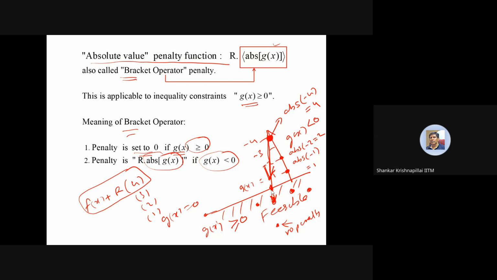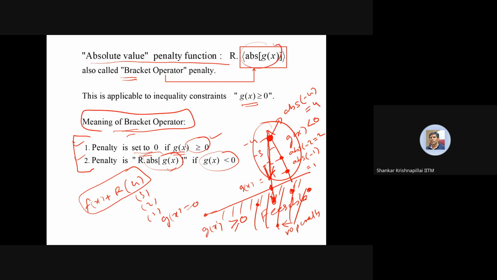penalty function. The meaning of the bracket operator is these 2 points. That is, penalty is set to 0 if g of x is greater than 0, that is this region, and penalty is r into the absolute value of g of x in this region, that is, g of x is less than or equal to 0. So these 2 properties are indicated by this bracket operator.